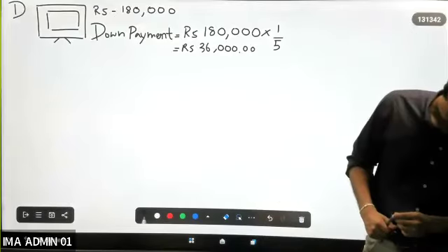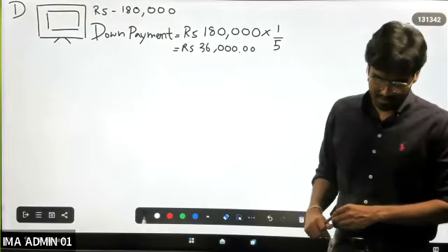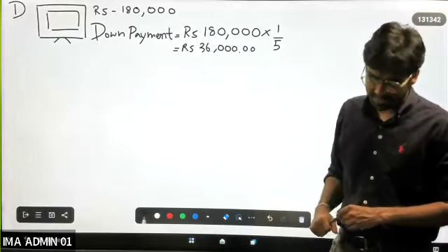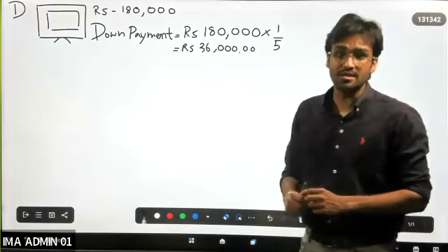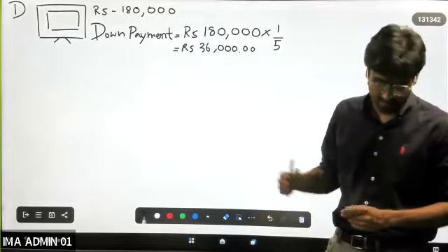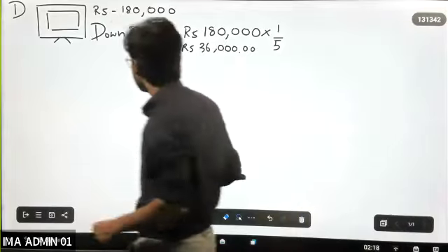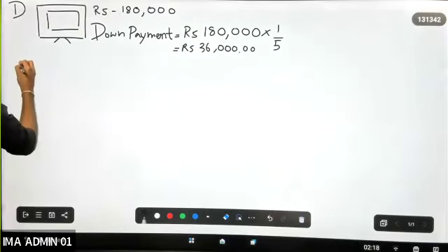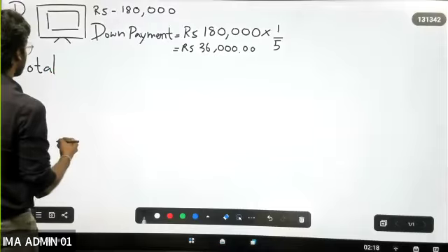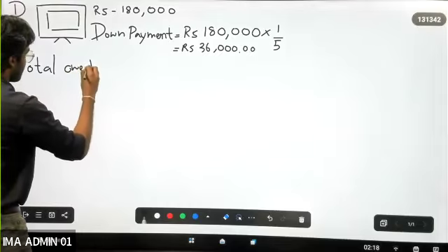Is there any name given for this person? No, no name is mentioned. So this person is buying this TV and he made the down payment, and after that we have to check how much of an amount he owed to this particular company, the TV company from which he bought it. So we can check the total owed amount, or the total remaining loan amount. So total owed amount, I will write that way.